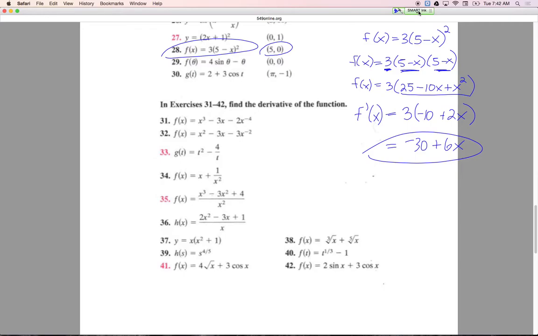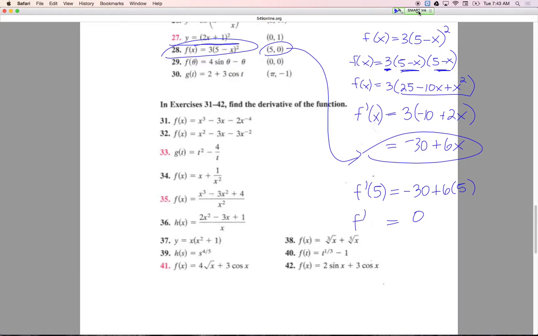Did that help? If you see any like number 27, you're going to have to FOIL it first. So you're going to have to go 2x plus 1 times 2x plus 1. Now, the next part of this was to find the derivative at the indicated point. After you get that, what do I need? Do I need the 5 and the 0? No. Just need the 5. So it's just f prime of 5, which is going to be negative 30 plus 6 times 5, which is going to be 0. So what do you get?